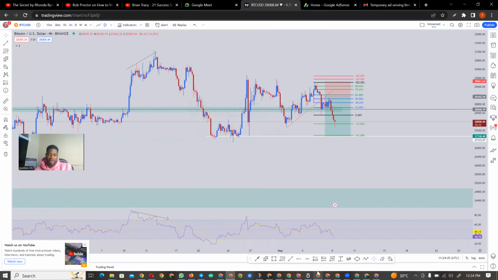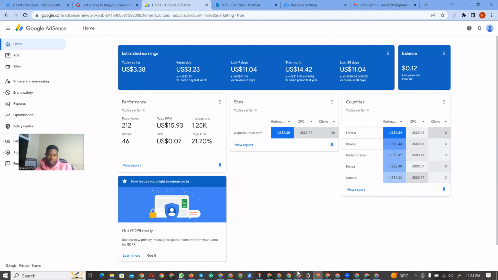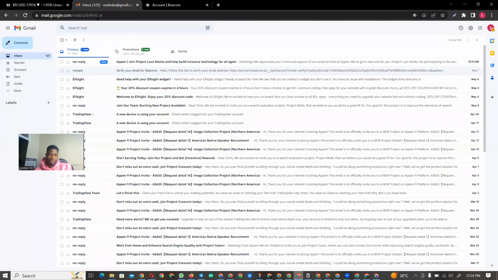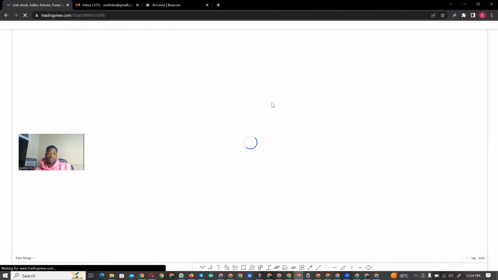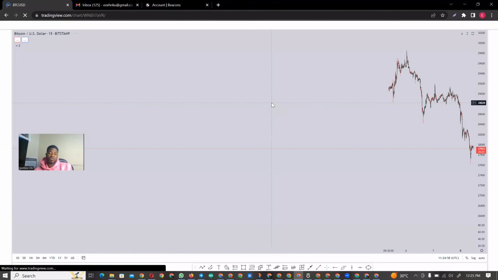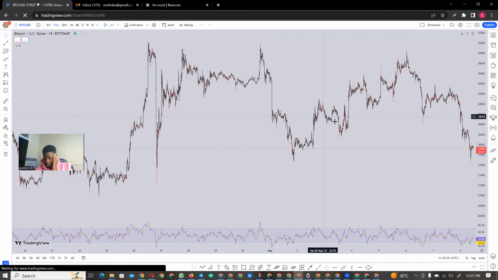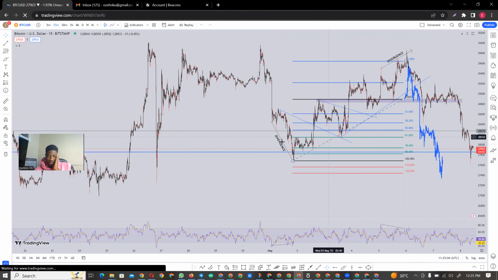So on my other chart, this is where I normally take my entries on Bitcoin. So you see what I showed you on the 4-hour time frame. I will not go to lower time frame to check. You guys will agree with me.